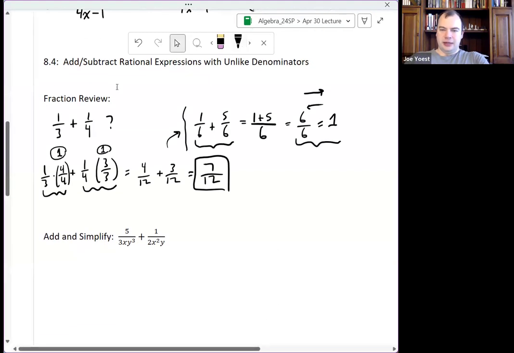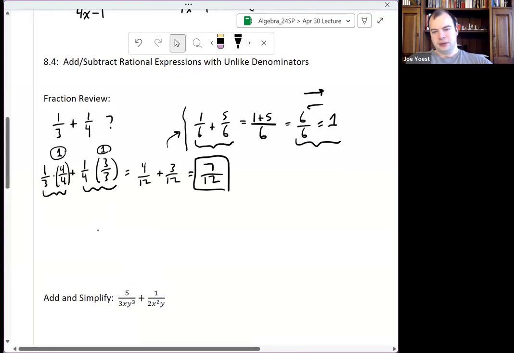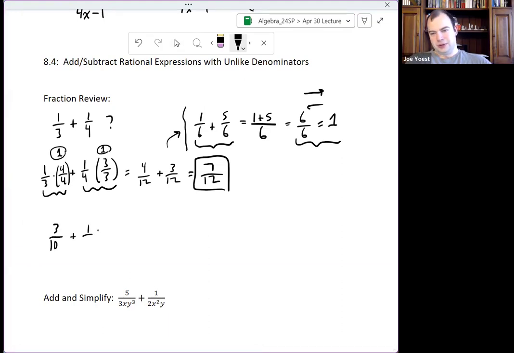So what if I had something like 3/10 plus 1/6? Should I just try to get a denominator of 60? Would that be the easiest way to go? Well, it would work if I multiplied 3/10 by 6/6 and 1/6 by 10/10 and got a denominator of 60.